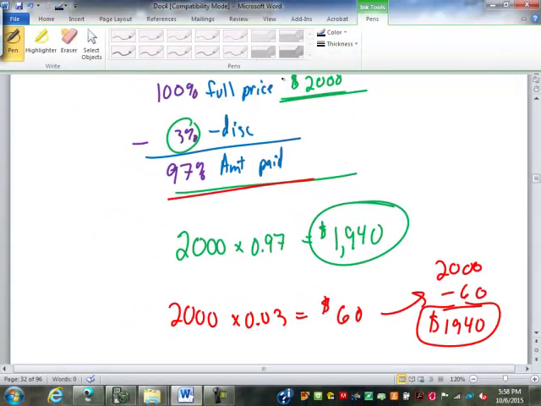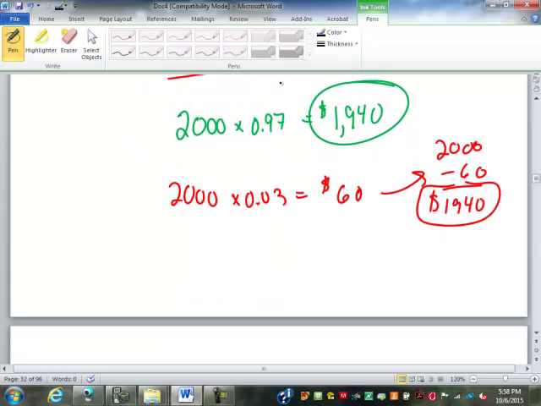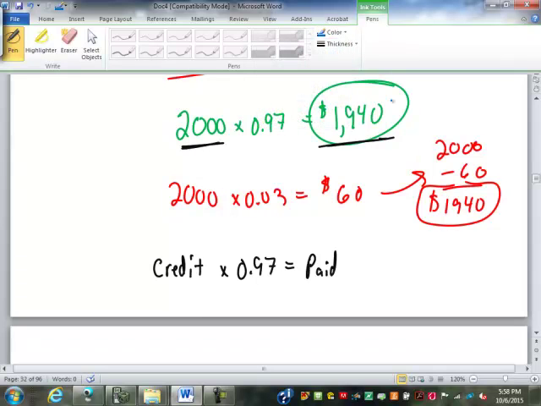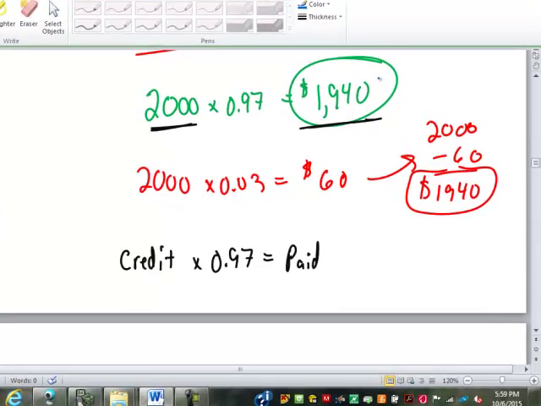In this last example that we did in the beginning here, we had the amount that we were going to pay and we needed to know how much to be credited. So this is the credit, or the balance, times that 0.97 gave us the amount that we paid. So we had the 2,000, which is what we needed to wipe off the account. We figured out that we had to pay $1,940. But if we're told how much we're paying and we want to figure out what is going to be credited to the account, we're working backwards.